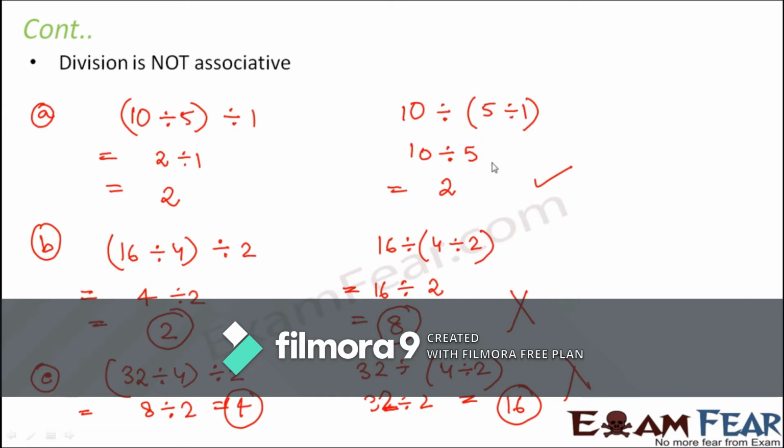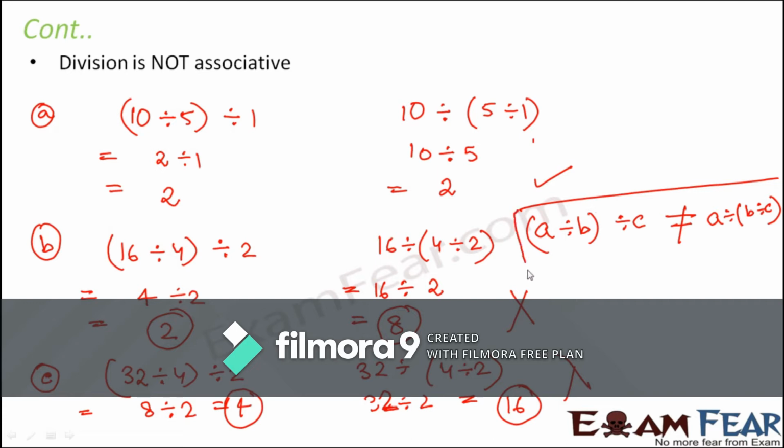Now you might ask, okay, if division is not associative, then why was the result the same in this case? Because this is just a matter of chance that for a certain set of data it might hold true, but overall universally it doesn't hold true for all whole numbers. Therefore we say that A divided by B divided by C is not equal to A divided by B divided by C. So this is our overall result.